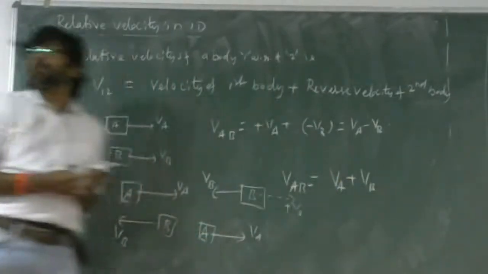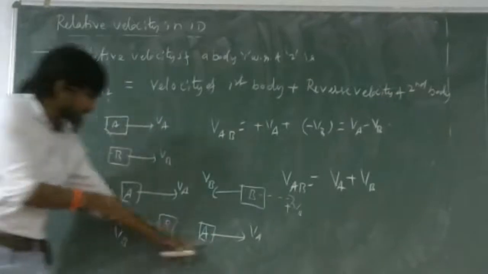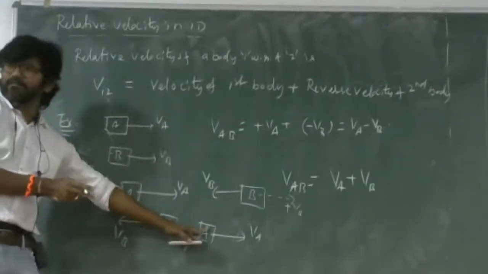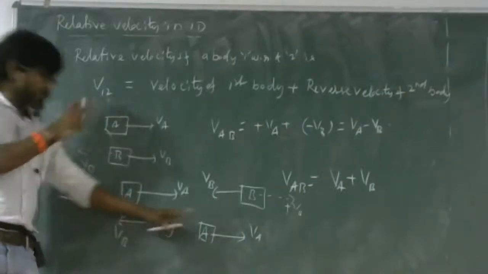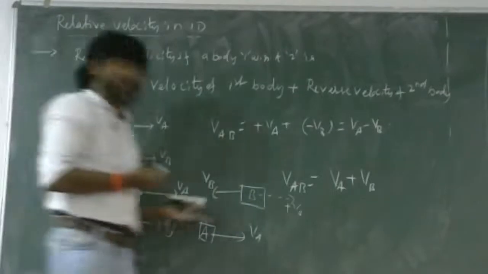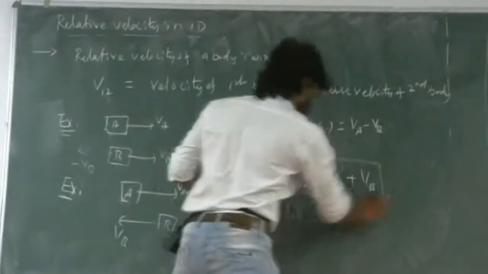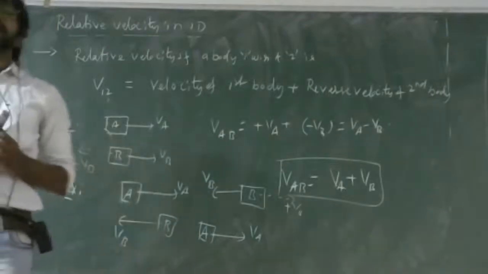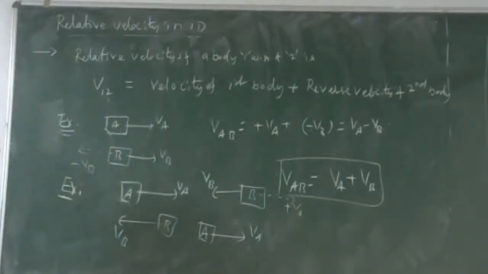Is it clear everyone? The velocity of A with respect to B is asked. This is first and this is second for us. So VA, and reverse velocity of B will be in positive direction, so plus VB. Same thing is applicable. Got it? This is how we have to calculate relative velocity of one body with respect to another. This is briefly about the relative velocity case.